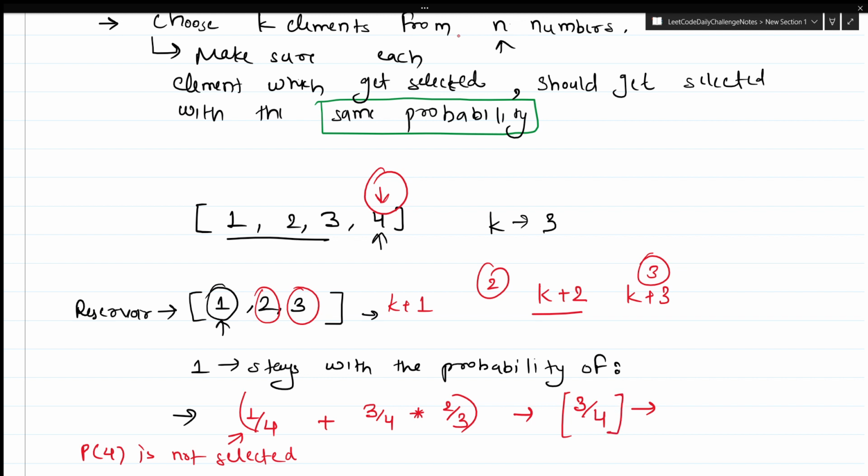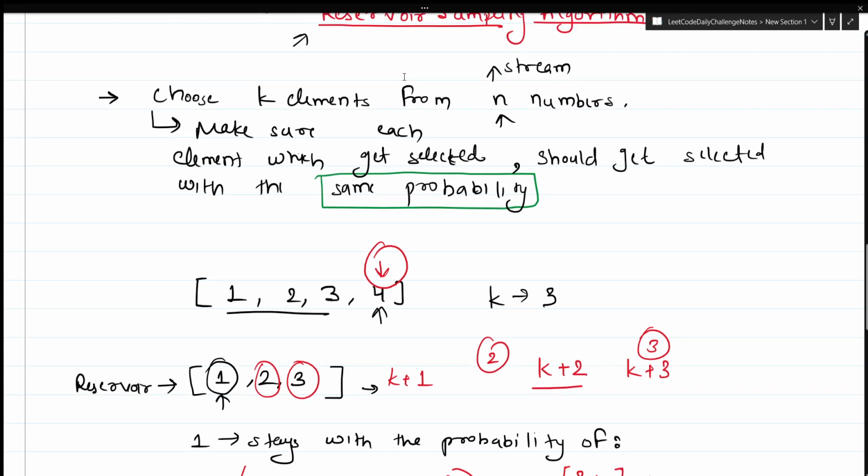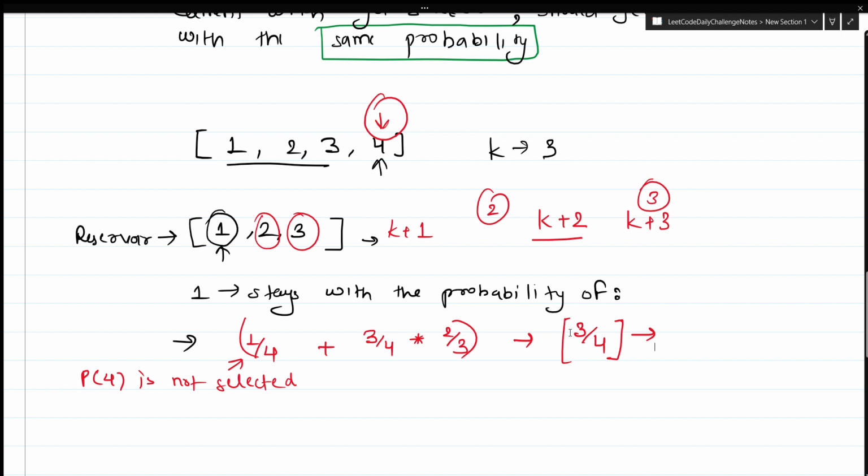As per the definition of the reservoir algorithm, it is saying make sure each element which gets selected should get selected with the same probability. Now here the probability of each and every element is the same, which is 3 by 4. This is the only thing we need to tackle in this problem. This is the only thing we need to tell the interviewer or the problem generator. Yes, there is a way. If there is a stream given to us with unknown size, I can use the reservoir algorithm.